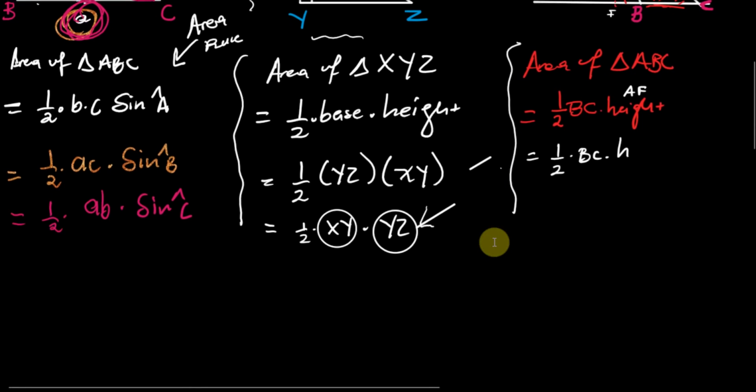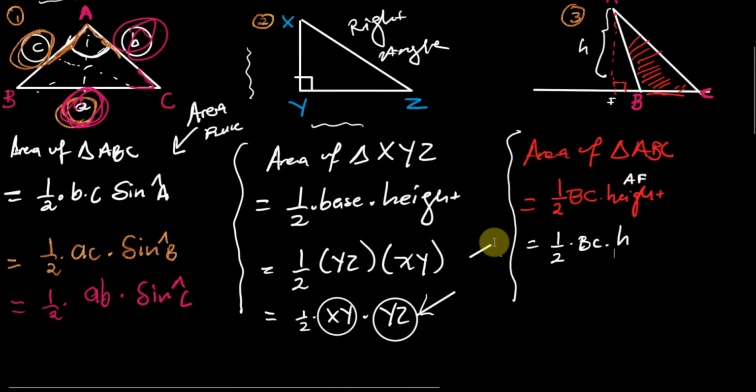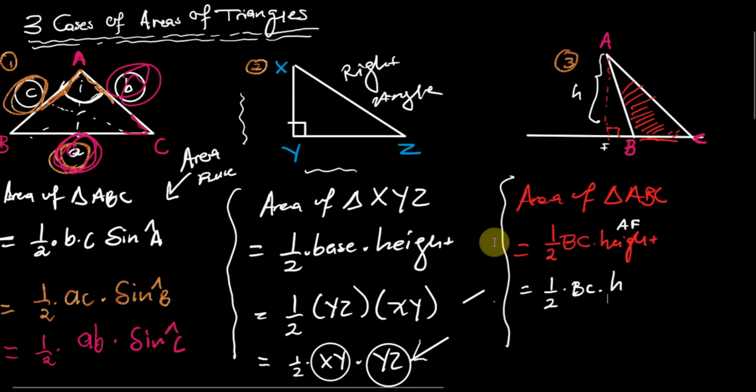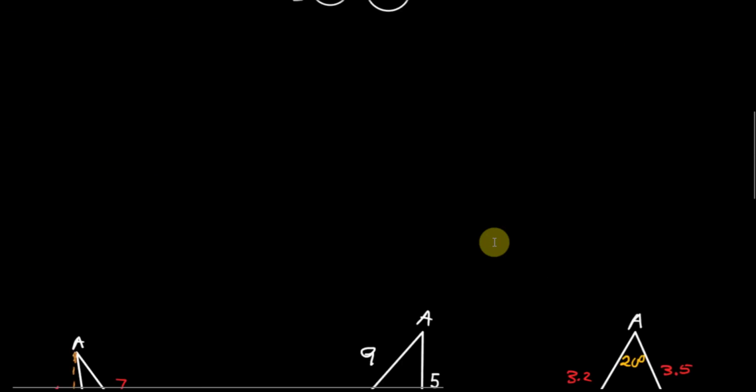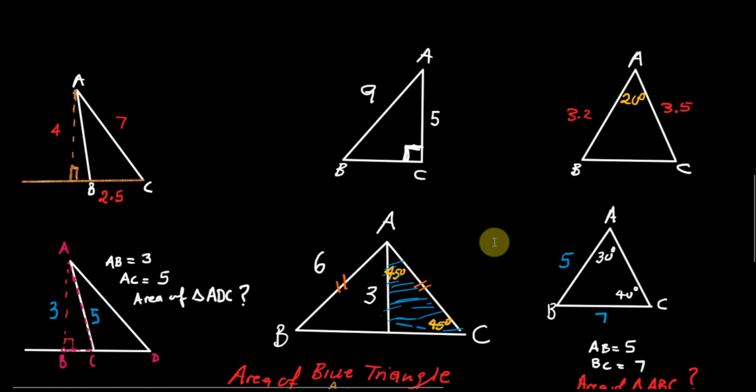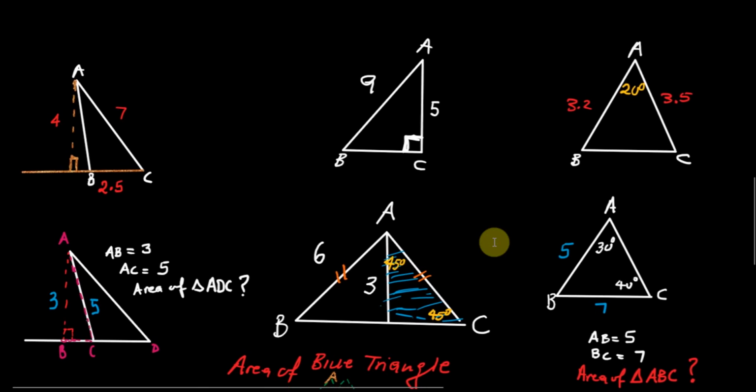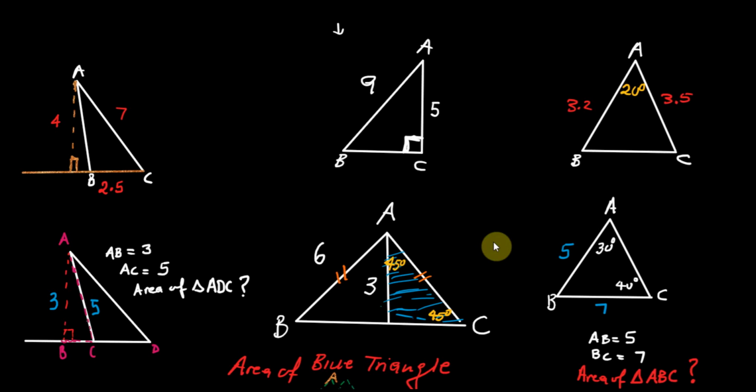Okay, so now we're going to go to examples and then we're going to round it up. Okay, so here are the examples that we have. I'd like to start over here and then we're going to move to this part, then the last part. Okay, so here is just a right angle triangle.